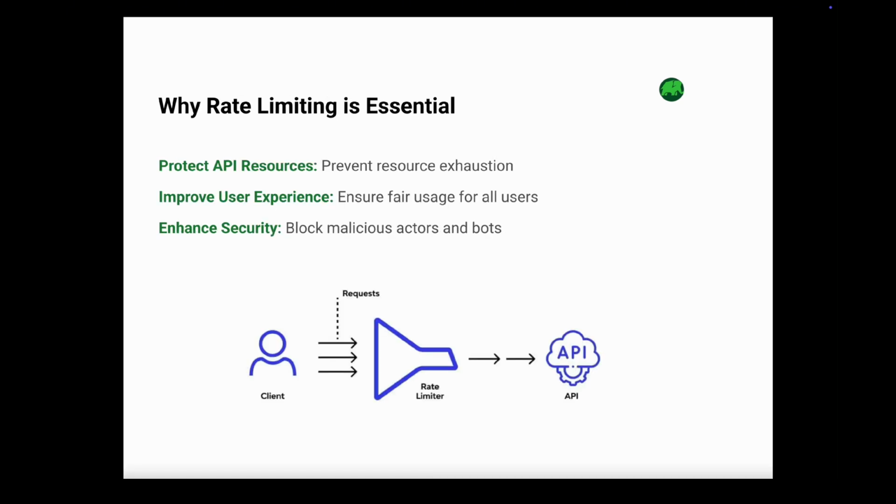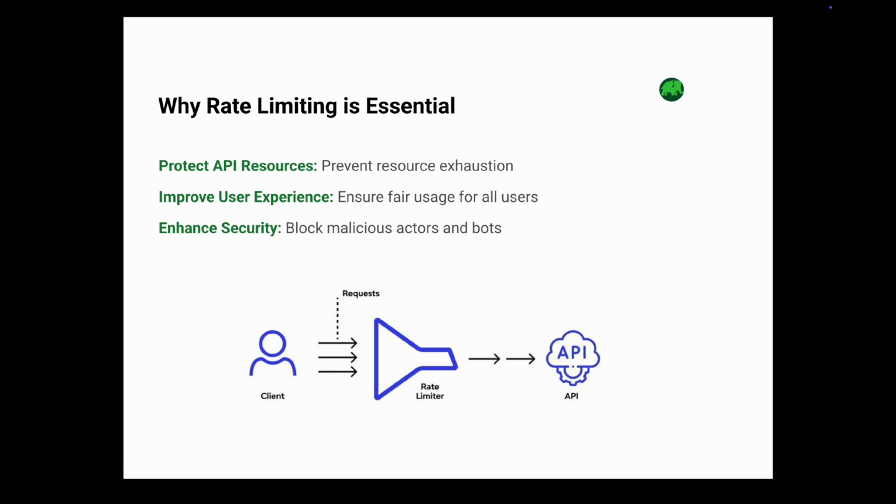Now let us talk about why rate limiting is essential and how it protects your API. Rate limiting does three key things. Number one, it protects API resources. It prevents resource exhaustion from bots or malicious users. Number two, it improves user experience by enforcing fair usage. It ensures no single user hogs the server. The third point, it enhances security, blocks malicious actors, and safeguards your server from potential threats.